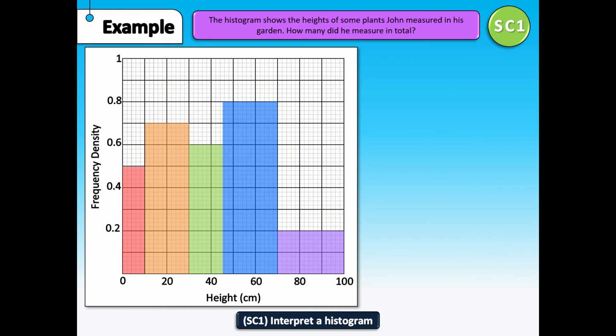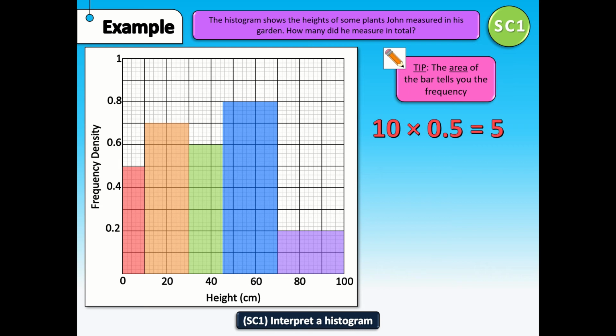This histogram shows the heights of some plants John measured in his garden, and we're being asked how many plants did he measure in total. So for this we need to be able to read from a histogram. Remember, it's the area of the bar that tells you the frequency.